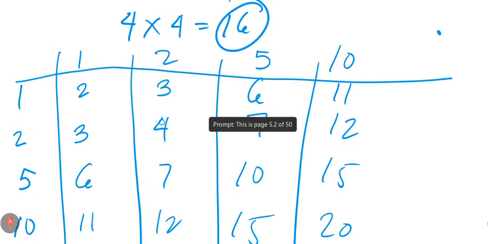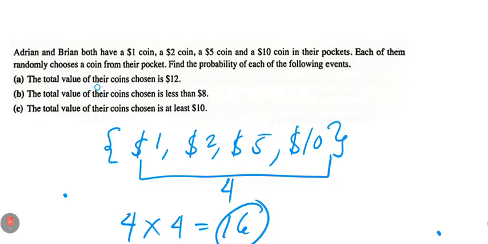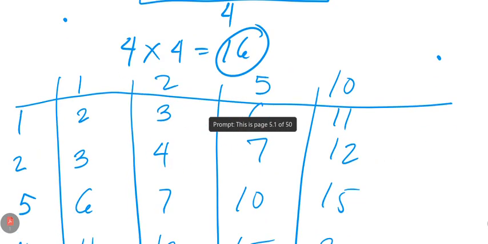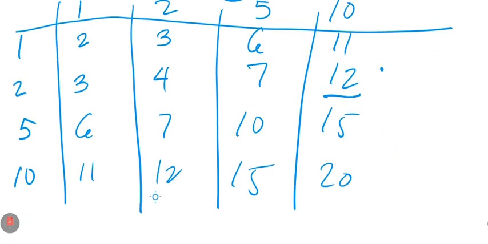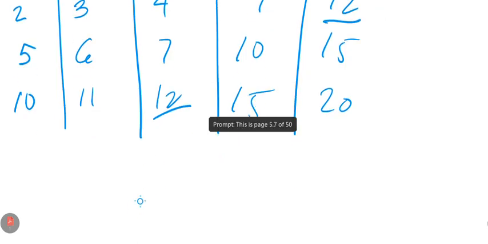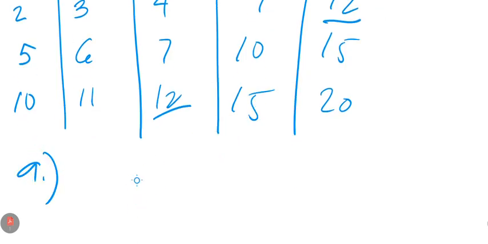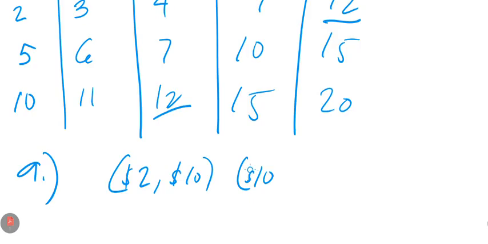Now let's go in and answer. The first question: the total value of the coins chosen is $12. Let's find how many totals give us $12. It's about two of them. The total value for Adrian would be $2 and $10, and the other one would be $10 and $2. So we have both of them.